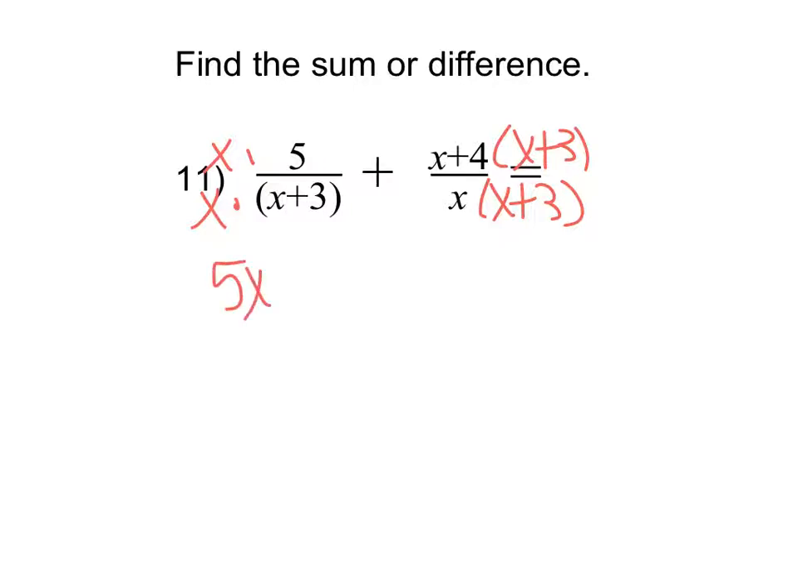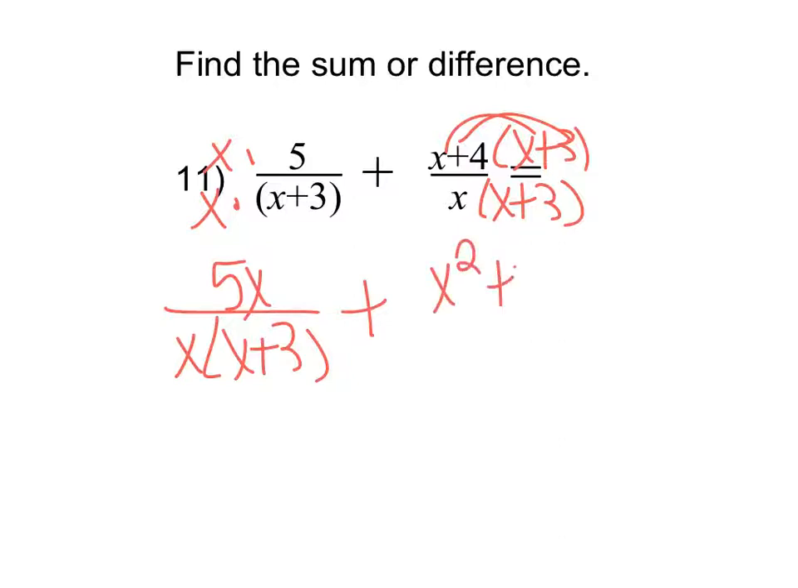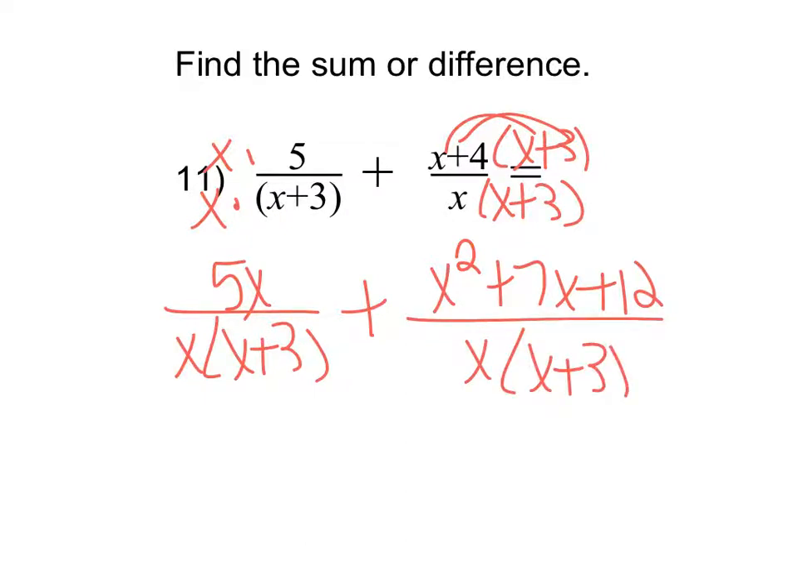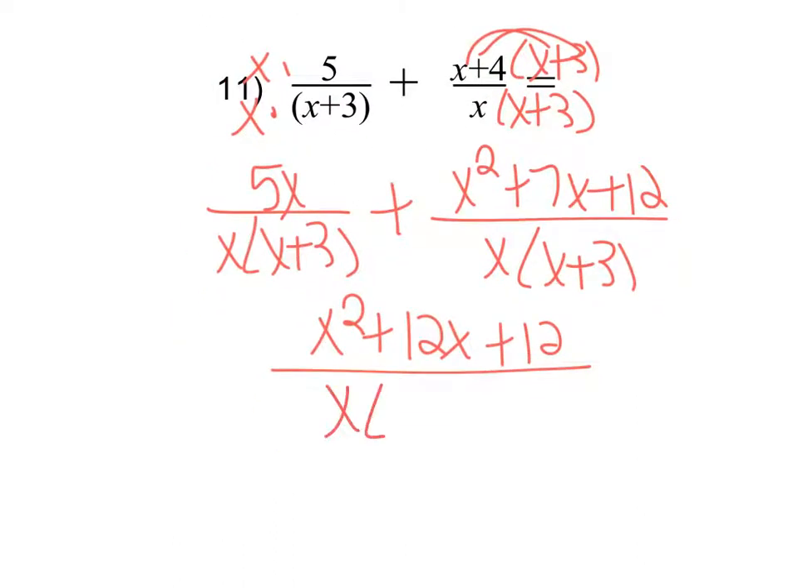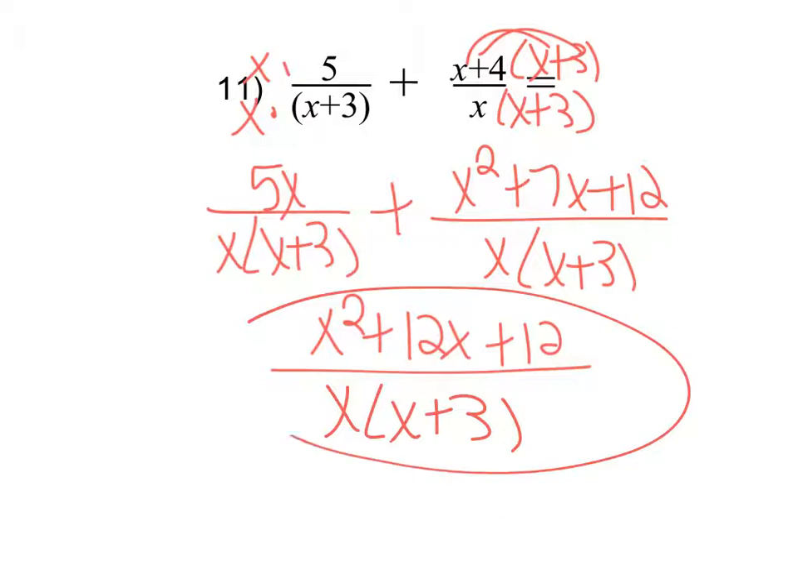And I would have 5x over x times x plus 3 plus, when I FOIL, I would get x squared plus 7x plus 12 over x times x plus 3. So when we combine our like terms, we would get x squared plus 12x plus 12 all over x times x plus 3. And again, that means that x can't equal 0 and it can't equal negative 3.